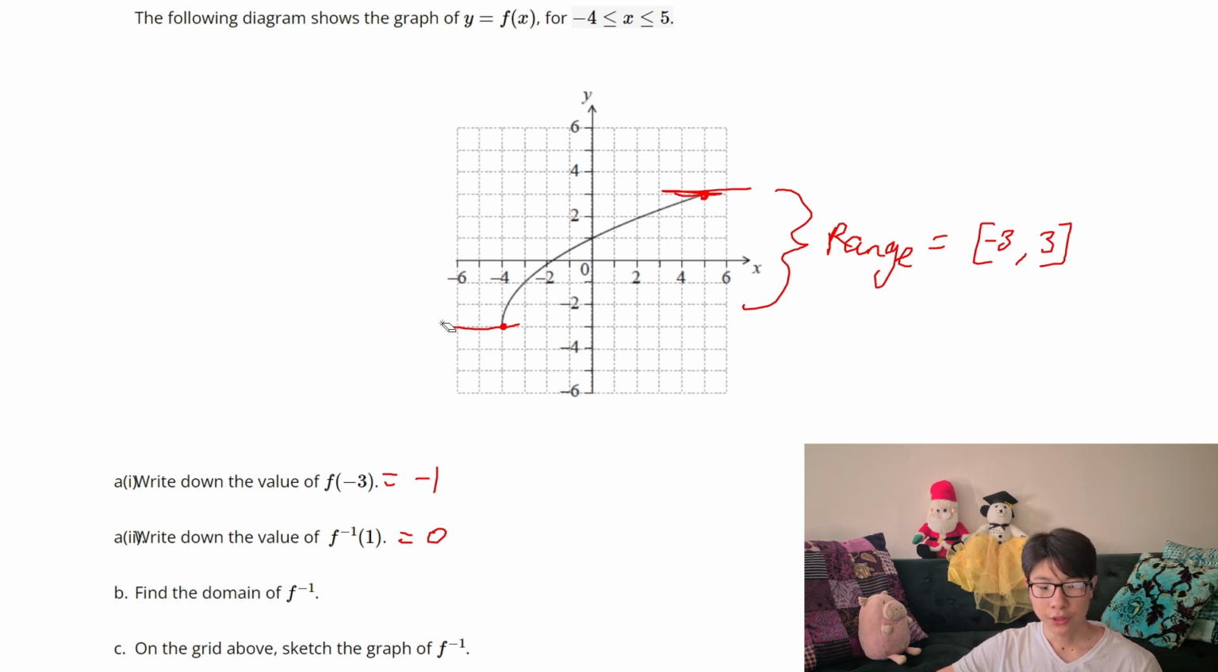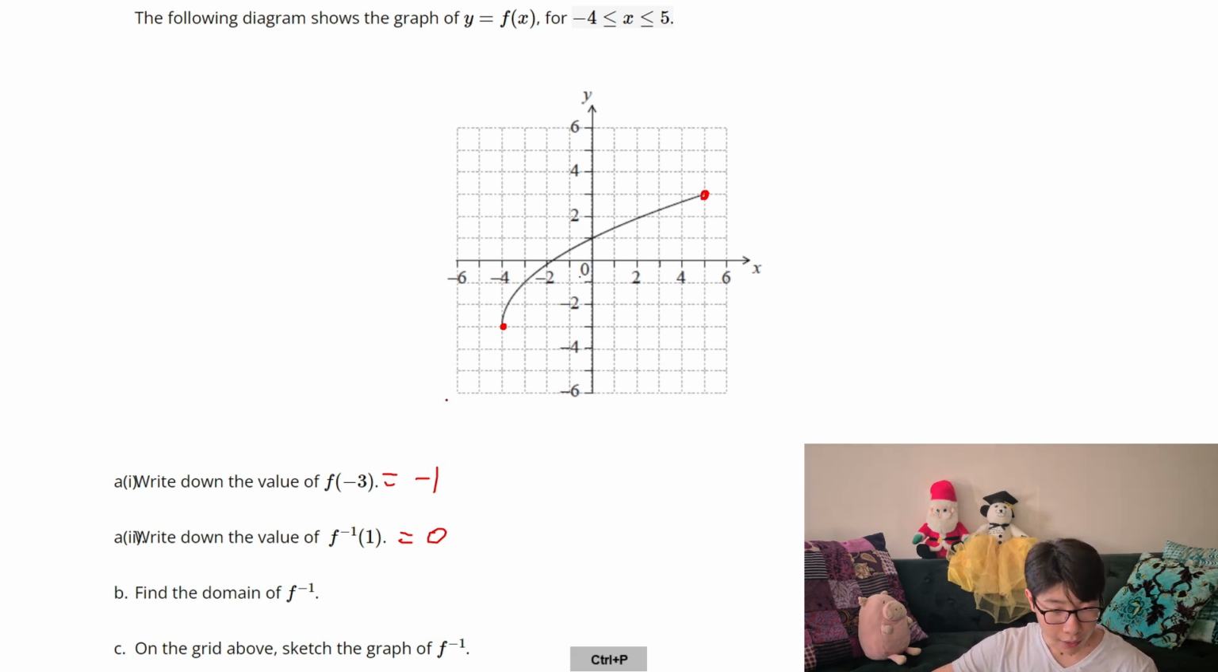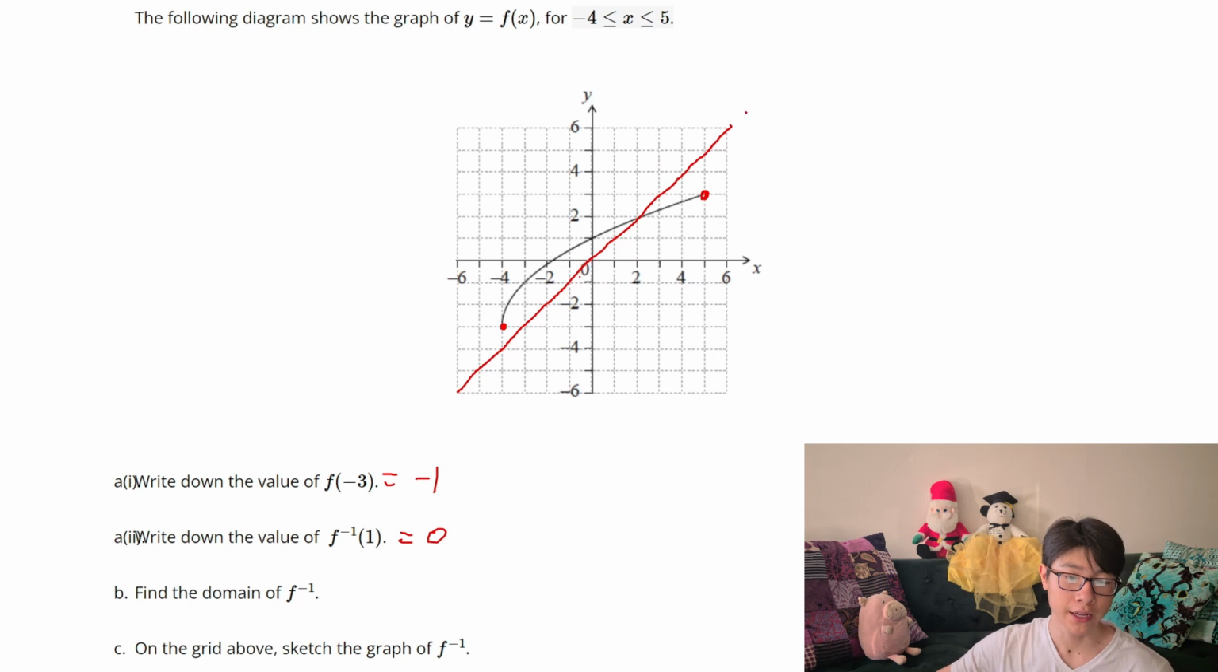And lastly, on the grid above, sketch the graph of the inverse of f of 1. And how we do this is we want to draw out our line for y equals x, and it would look something like this over here. There you go. So this is y equals x, and we need to mirror our graph over this. And how we can mirror it perfectly is I usually like to just look at the endpoints. Because an inverse flips the x and y values, this point right here, we know it to be 5 and 3, meaning our endpoint for our inverse function would have to be 3 and 5.